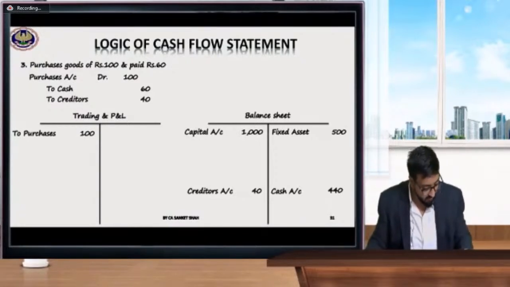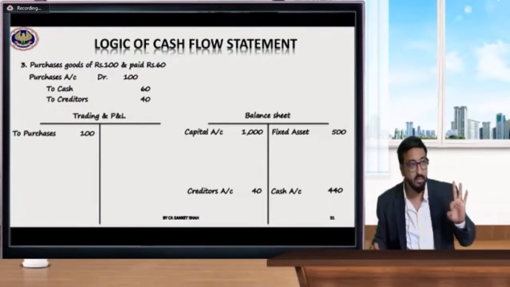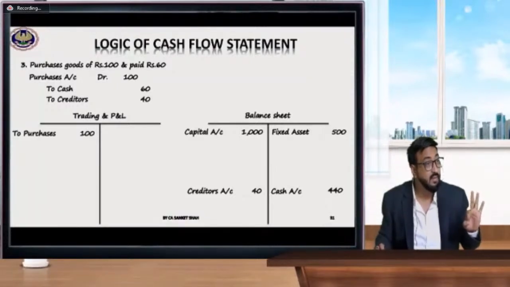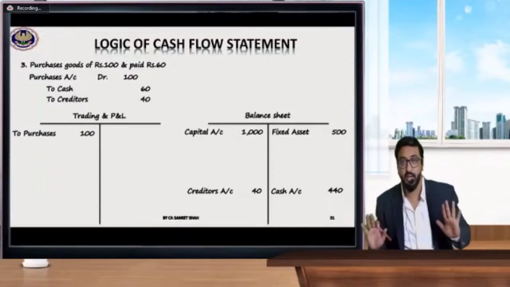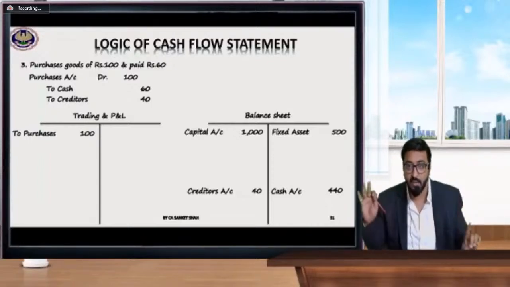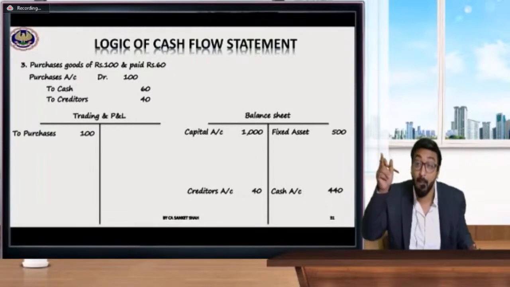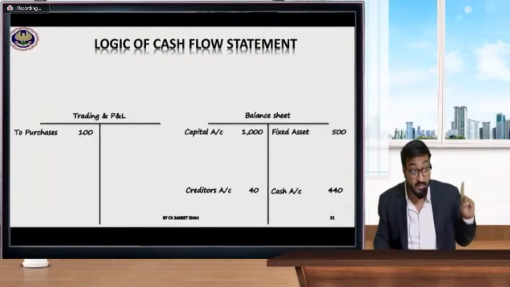Everything is clear till now. All 3 entries. Yes, everyone can recall these entries. So how much payment did you make in purchases? 60 and creditors 40. Yes, okay. These entries are important while preparing the cash flow statement. That's why I'm telling you to visualize all amounts also. Otherwise you will say, sir, why are you doing amounts? Because it is needed in the cash flow statement.